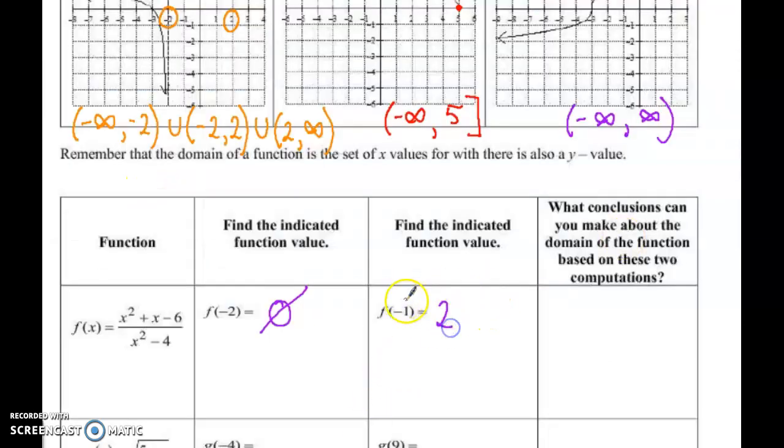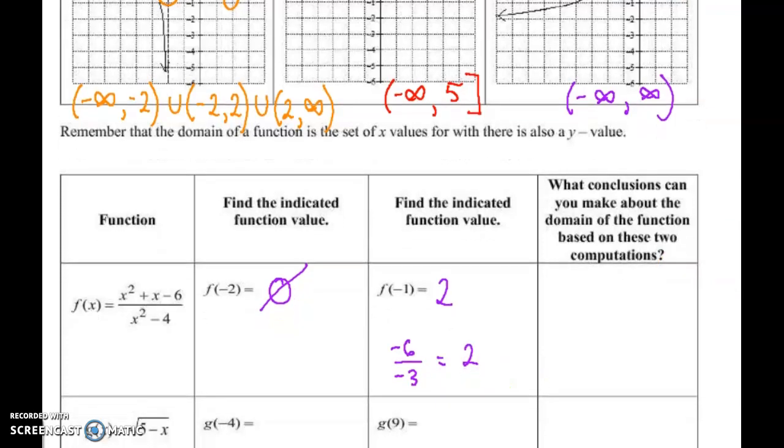Otherwise, what you can do is plug in -1 squared minus 1 minus 6. So if you did that, you would get -6 over -1 squared, which is 1, minus 4 is -3, and you can double check that negative over negative is positive. 6 divided by 3 is 2.